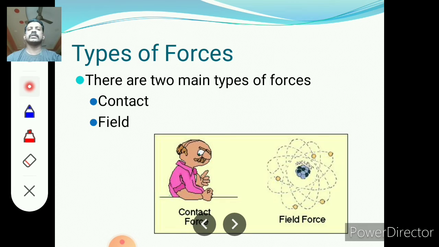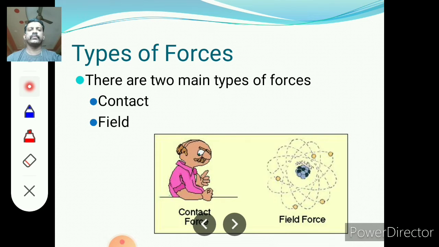Types of forces: there are two main types of forces, contact and field forces. Contact means there is contact between two objects. Suppose a person is applying a force on a table. So this is the contact force. And here it is a field force.